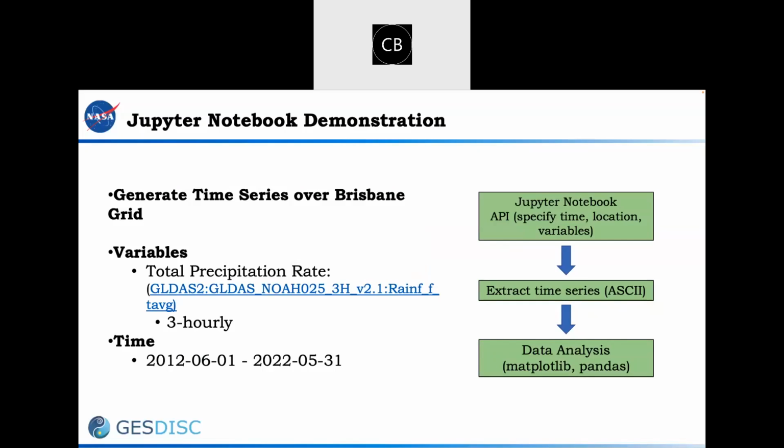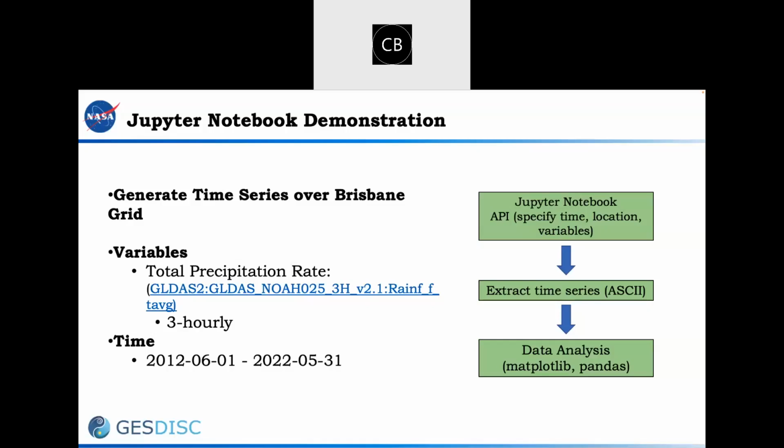What I'm going to do is generate a time series over that Brisbane grid. I'm going to create a climatology of total precipitation rate. And to do that, I'm going to query that total precipitation rate variable from the data rod service using some built-in and third-party Python libraries. And I'm going to have a time query from June 2012 to the end of May 2022.